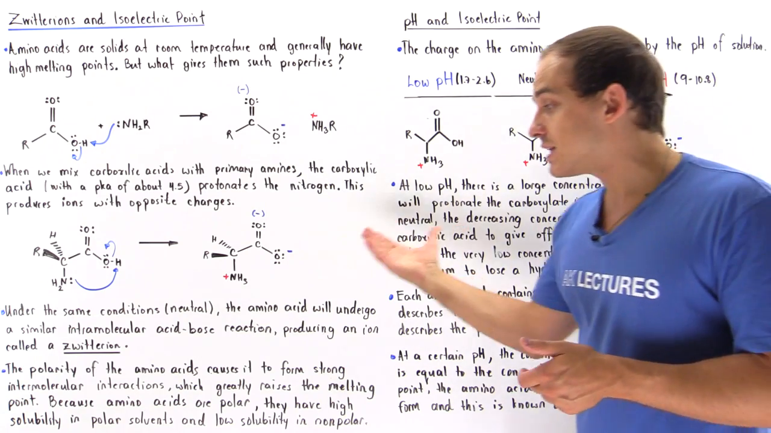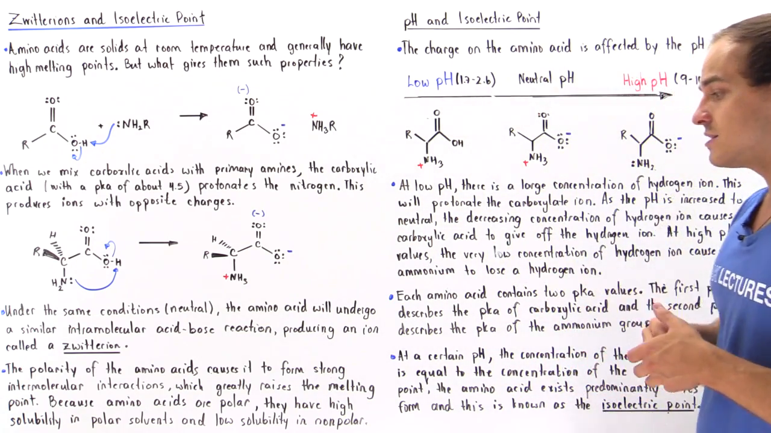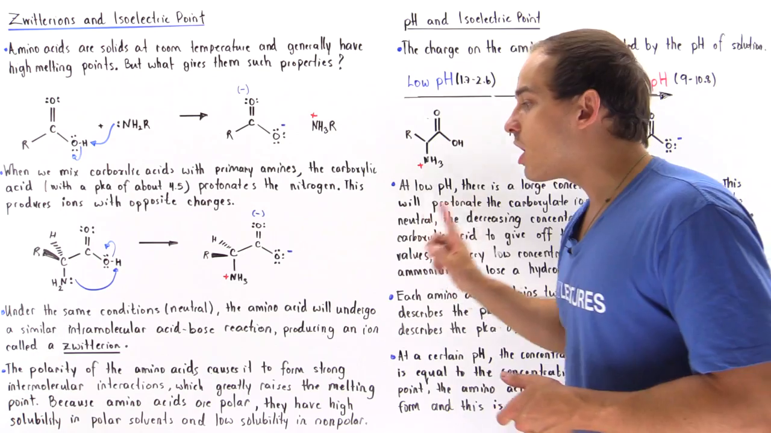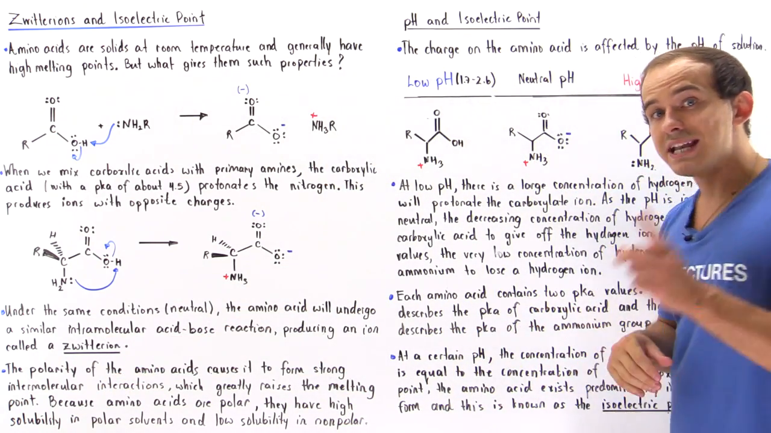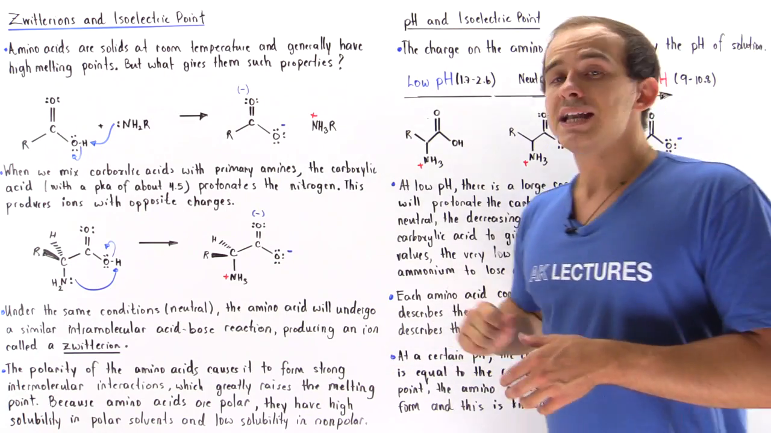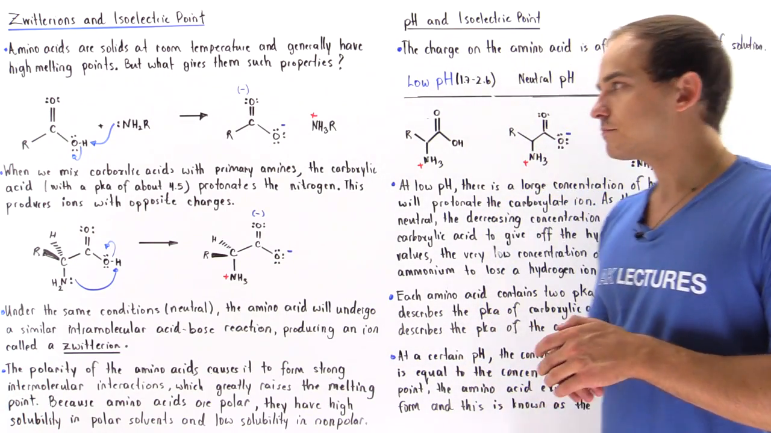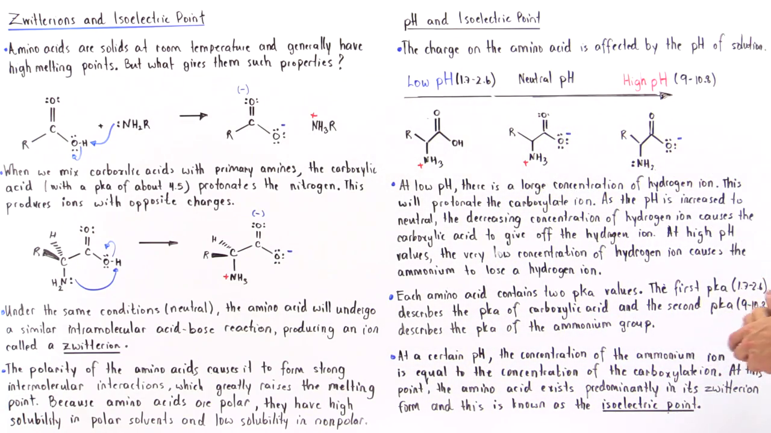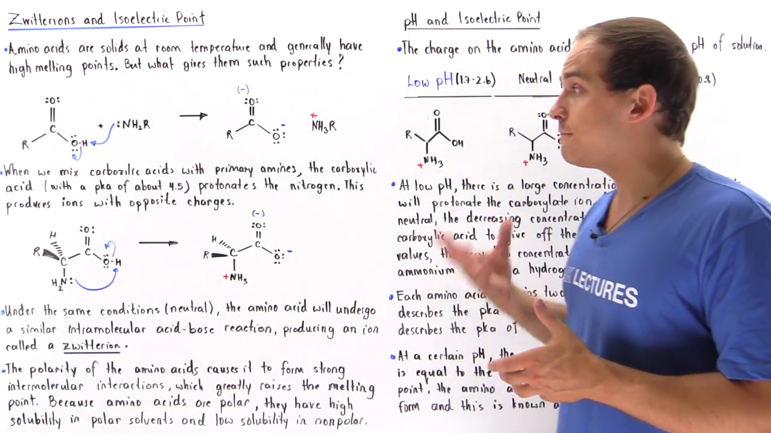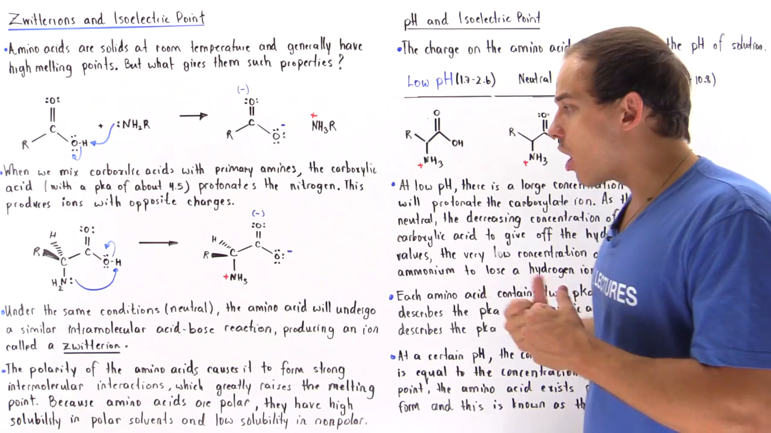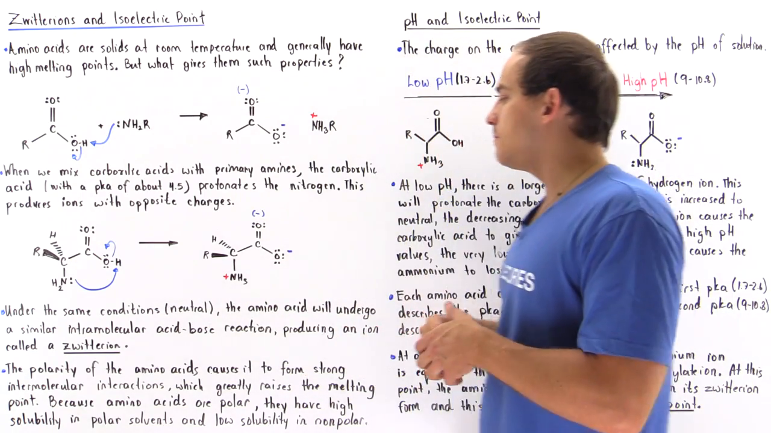In fact, because of the high polarity of amino acids, we see that they are highly soluble in polar solvents and not very soluble in nonpolar solvents. Now, let's move on to our discussion of how the pH of our solution affects the electric charge that is found on the amino acid.